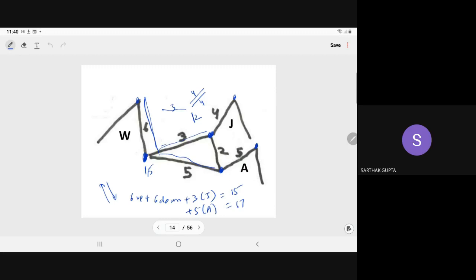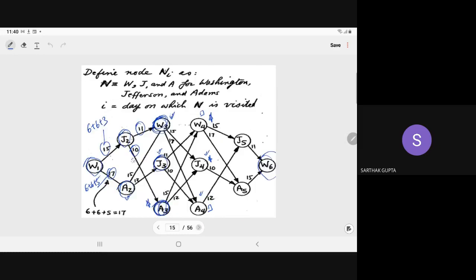On the second day, they are at the mountain Adam. So here they will travel 5 up, 5 down, then either the Jefferson or the Washington. So it is 5 up, 5 down, 2 to the Jefferson, and 5 for the Washington. So 5 plus 5 is 10 plus 2 is 12, and 5 plus 5 is 10 plus 5 is 15. So here we have either the 15 or the 12.